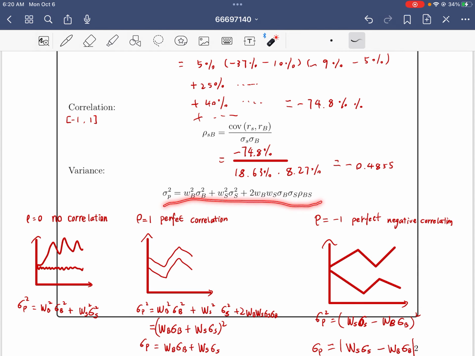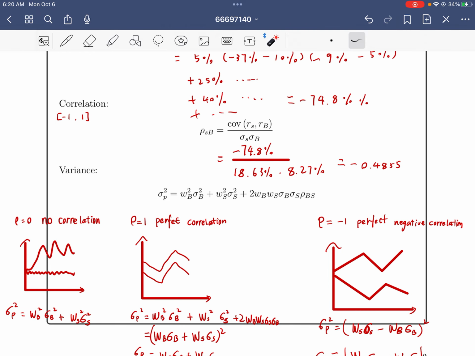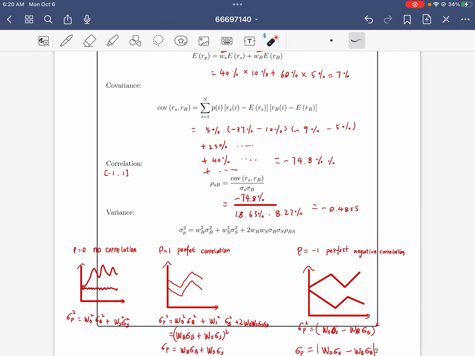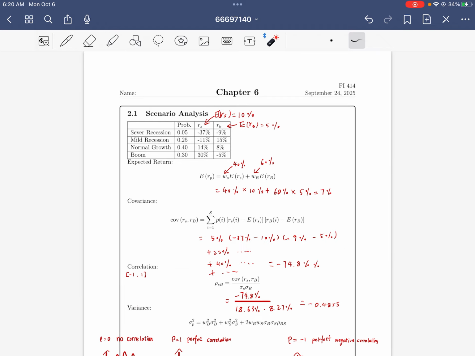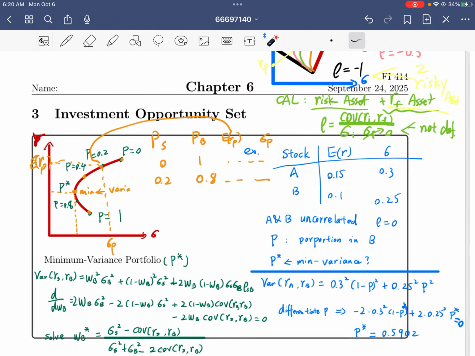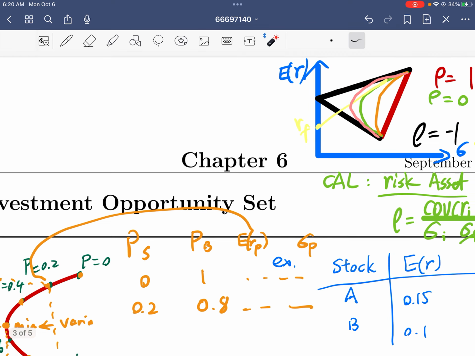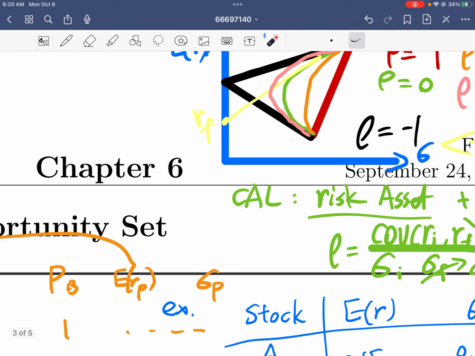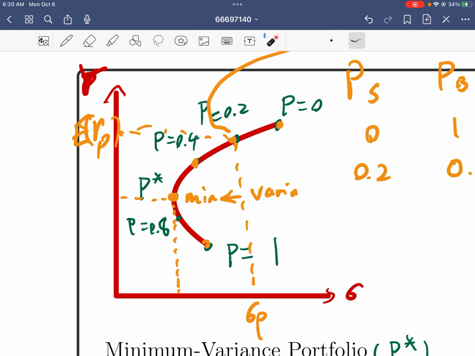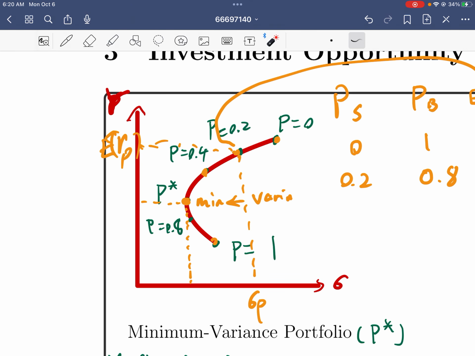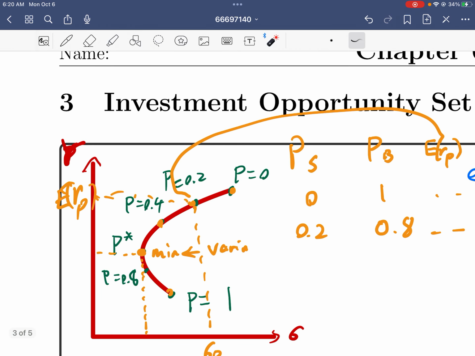Otherwise, you have to use the whole equation to calculate the variance of this portfolio. So next, let's talk about the opportunity set. For the opportunity set, you literally can find all the combinations of your two assets on this opportunity set.